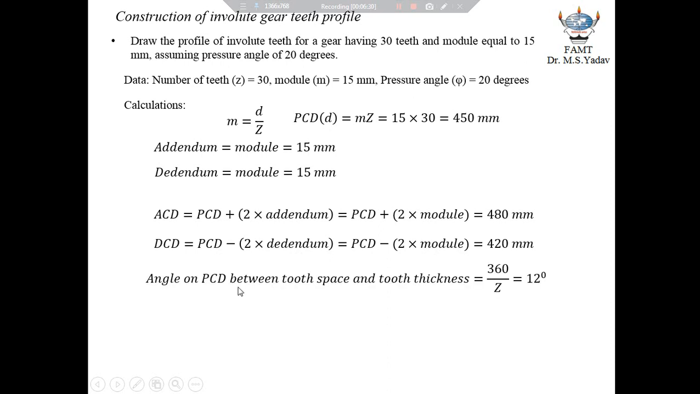Angle on PCD between tooth thickness and tooth space will be equal to 360 degrees divided by Z, that is number of teeth. Since we are having 30 teeth, this value will be equal to 12 degrees. Well, this angle will be corresponding to tooth thickness and tooth space. So angle on PCD exclusively for tooth thickness will be half of this one, and it will be equal to 6 degrees.